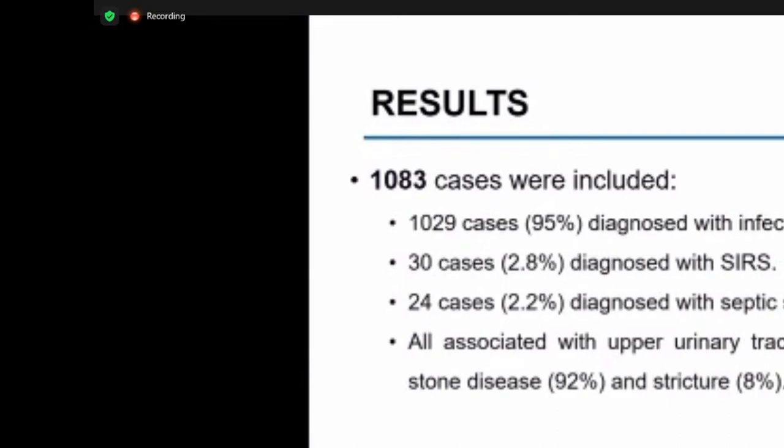1,083 cases were included, with 95% of them diagnosed with infected hydronephrosis, which was defined as urinary tract infection proximal to obstructing causes, which can be stone or stricture, etc. And 2.8% or 30 cases were diagnosed with SIRS. 2.2% or 34 cases were diagnosed with septic shock. And all of these infection cases were associated with upper urinary tract obstruction secondary to urolithiasis or stricture.